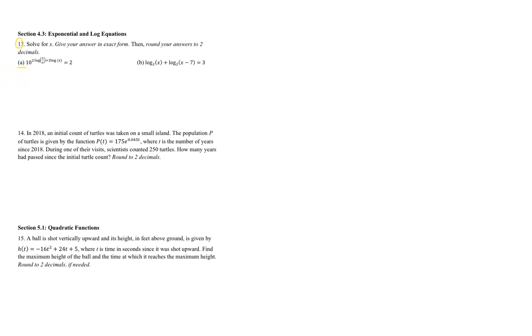Next, we're going to do 13a, and so we need to solve for x. So I have 10 to the power of 2 log base 10 of 5 over x plus 3 log base 10 of x. The first thing I'm going to do is take those constants out in front and make those exponents. So I'm going to write this as 10 to the power of log base 10 of 5 over x squared plus log base 10 of x cubed.